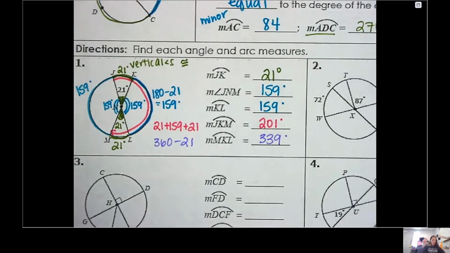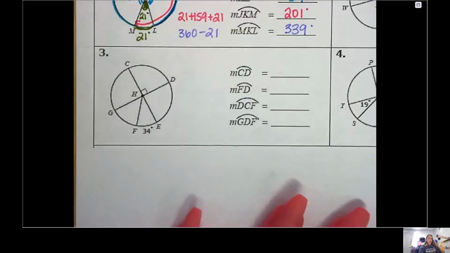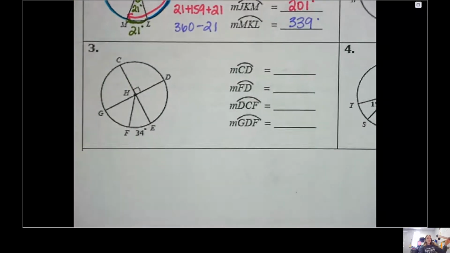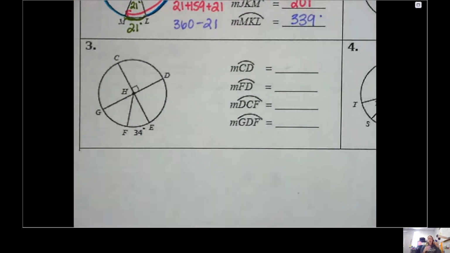All right, I'm just going to do one more. I'm going to do number 3, and then we'll go to the last section. Okay, number 3. So again, I think it's easier to mark everything in the picture first and then go back and actually answer the questions.